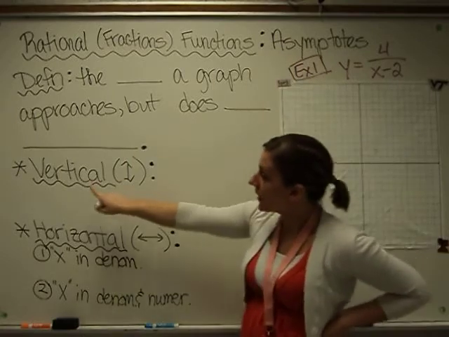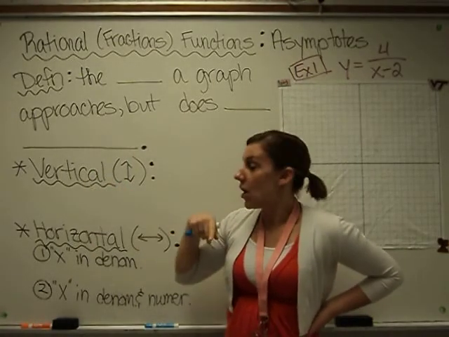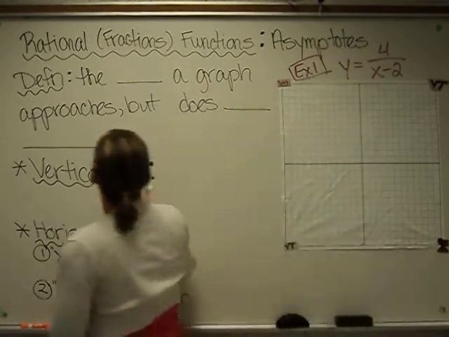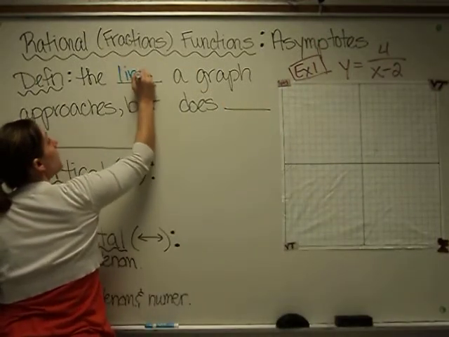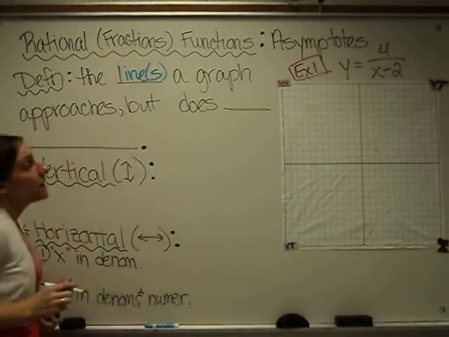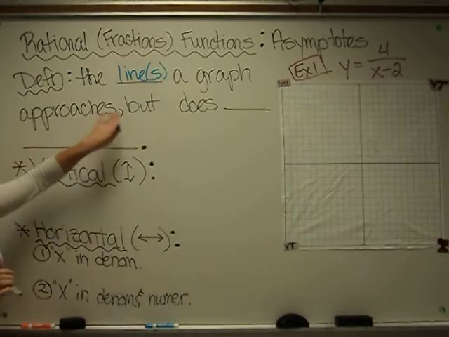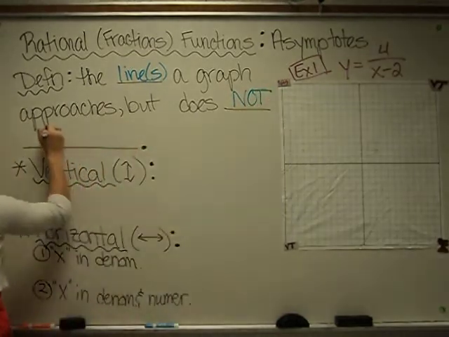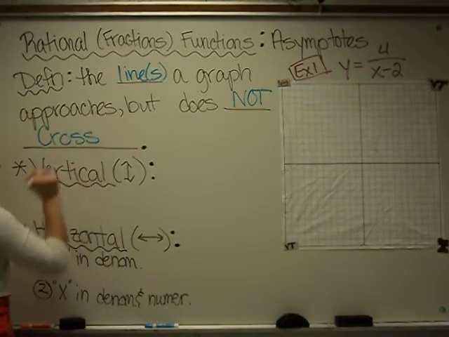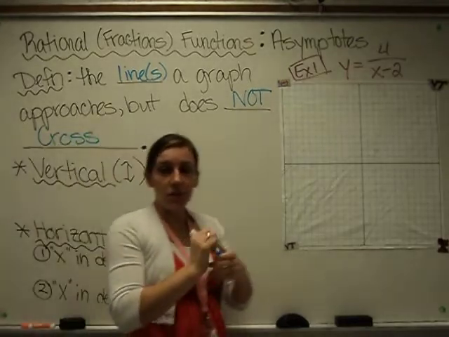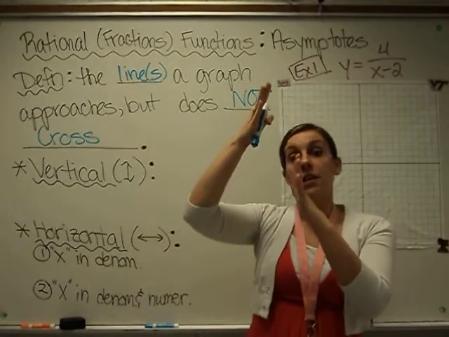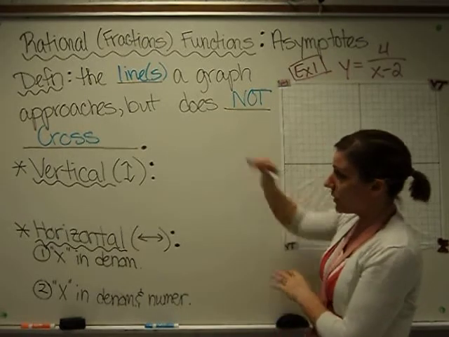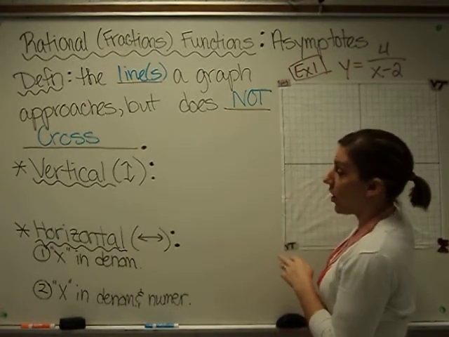And so there are two different kinds. There's a vertical and there's a horizontal. And what asymptotes are is they are the line or lines that a graph approaches but does not cross. Okay? So they're actually dotted lines, and so the graphs come really close, but they're never going to cross over it. And so you're going to see what we're talking about when we draw it up here on our line, okay?